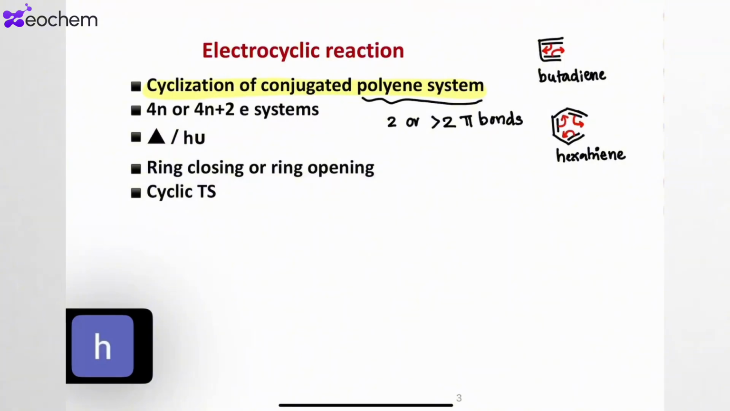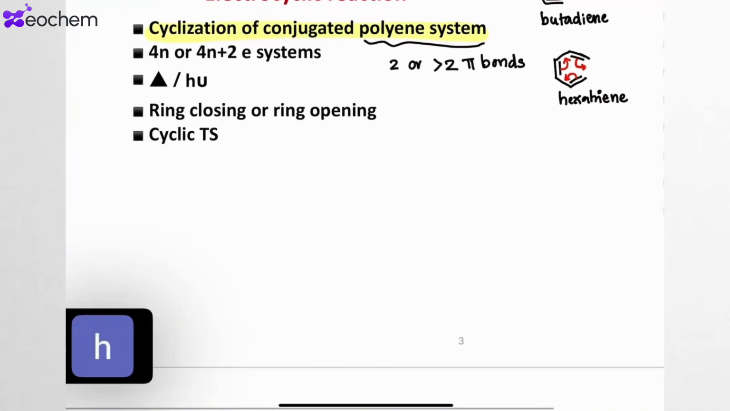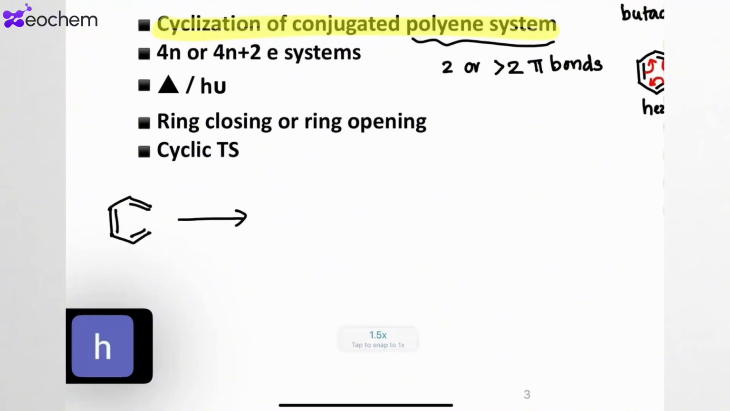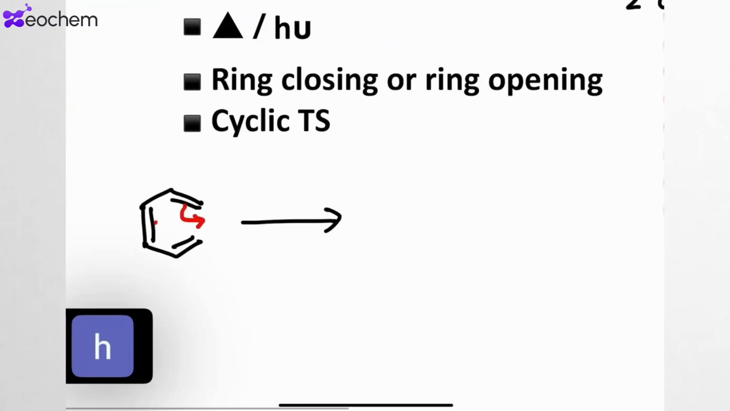How the ring closing will happen, we'll see by taking hexatriene as an example. So for that, we'll first draw the hexatriene molecule. Now again, how will the electrocyclic reaction happen? This bond will move here, this bond will move here, this bond will move here. So before writing the product, first we'll write the cyclic transition state. First we'll draw the bonds which are not being changed during the course of the reaction.